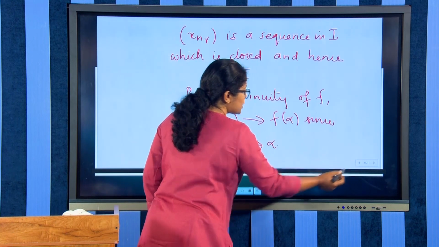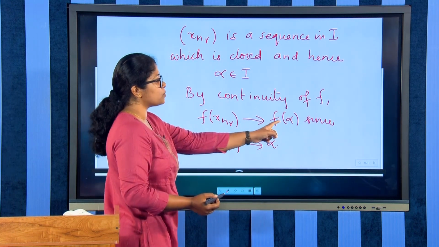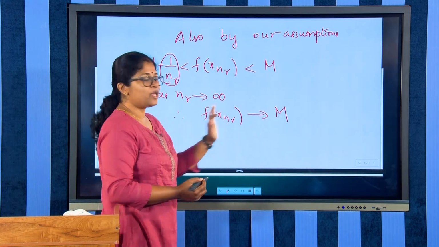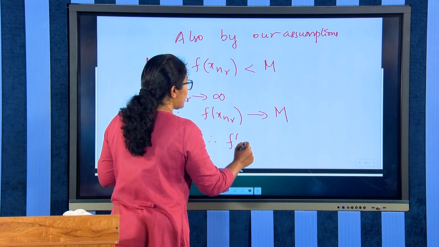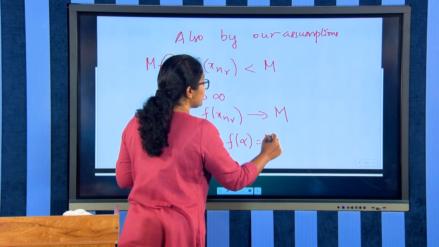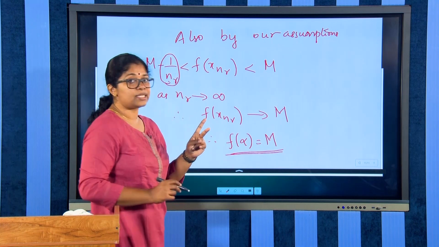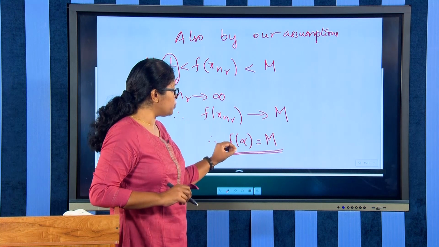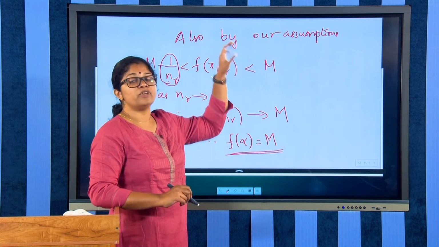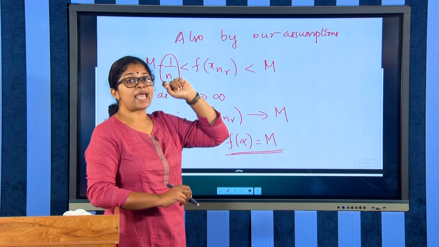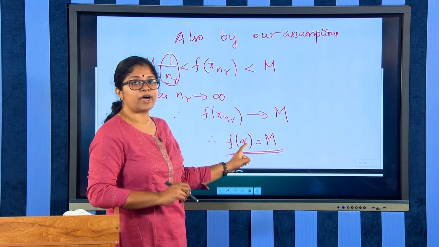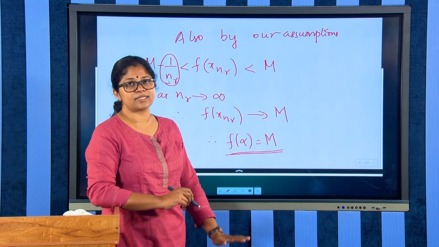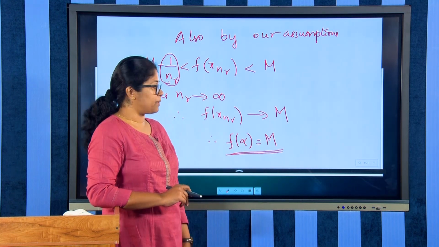So in the previous slide we have seen f of xnr goes to f of alpha, and now we have seen that f of xnr goes to M. Therefore, f of alpha should be exactly equal to M, because the limit, if it exists, should be unique. And so we have proved that this capital M, which was supposed to be the supremum, is attained at some point alpha by the function, which shows that f of alpha is the maximum value, or absolute maximum.